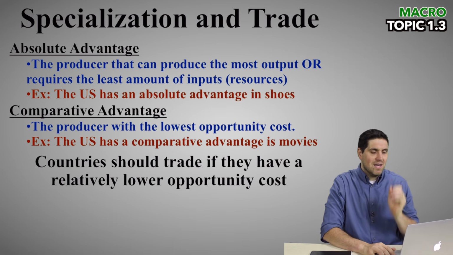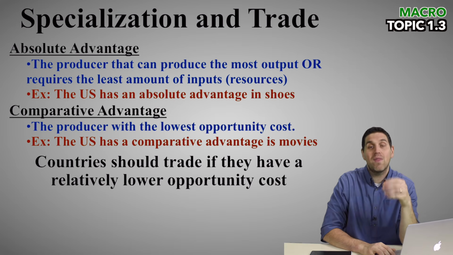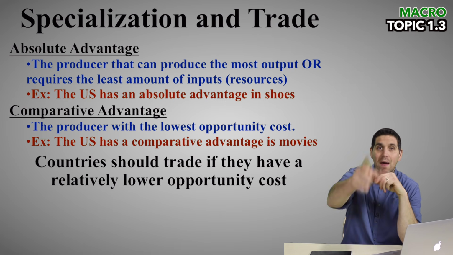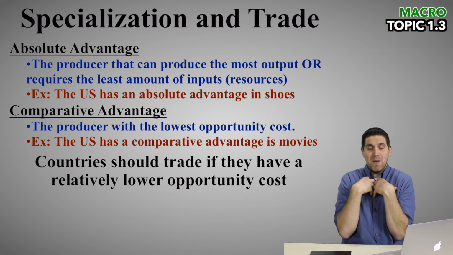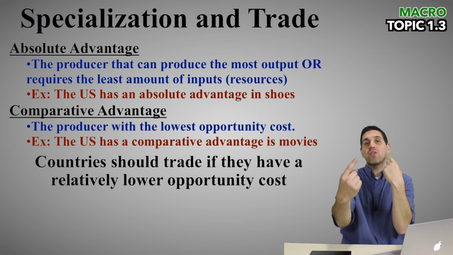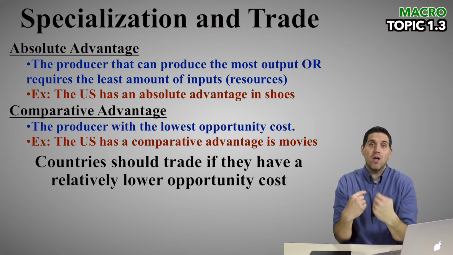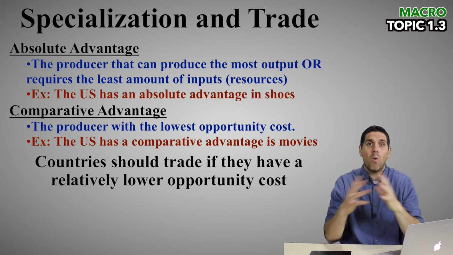The idea here is that countries should specialize in trade when they have a comparative advantage. If you're better at producing something than I am, and I'm not as good at producing that thing, and I'll specialize in the thing that I'm really good at, we both can trade and we can both benefit, right? So I'll trade you the movies, you trade me the shoes, we both walk away happier.